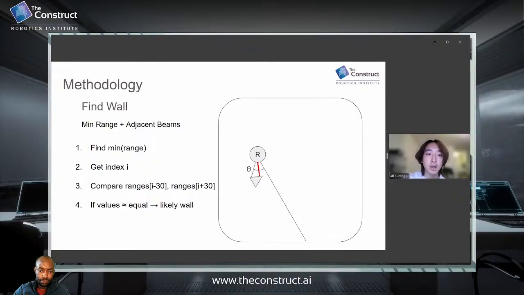And I compared. I get the index, and then I compare the 30-degree range behind and after this range. If the values of the beams are approximately equal, then I would say it's likely the wall. Which here is not the case.